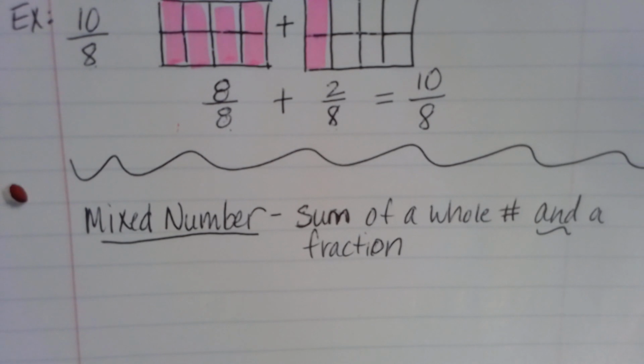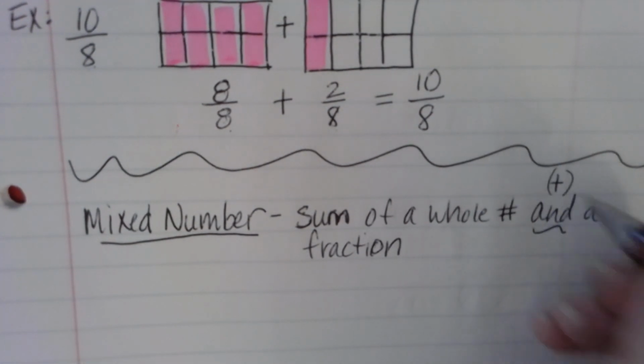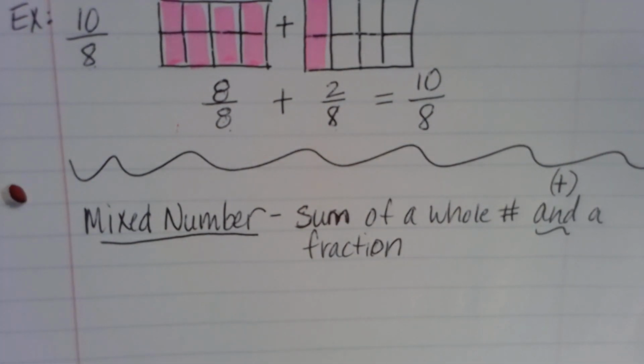When I say sum, that is my math vocab for what? What is a sum? It's the answer to what, Ashton? Addition. So I'm going to put a little plus sign right above this. It's the answer to an addition problem. So a mixed number is the sum, or the answer, the total, of a whole number and a fraction. Finish writing that down, and let's talk about an example.